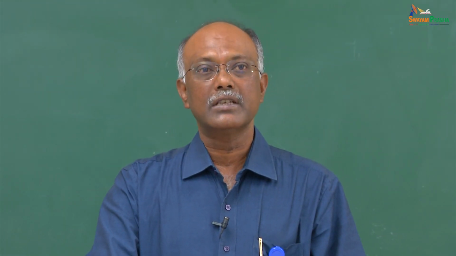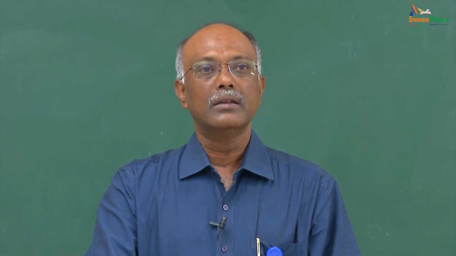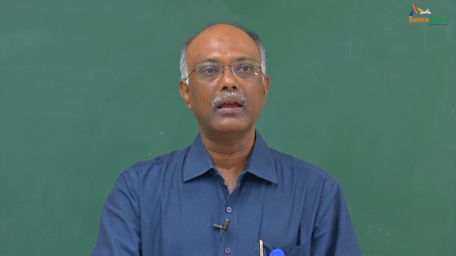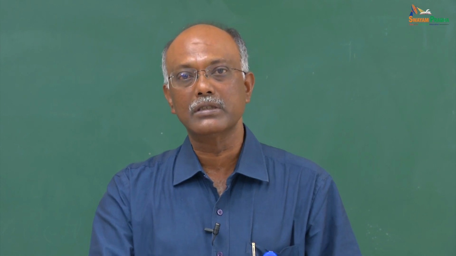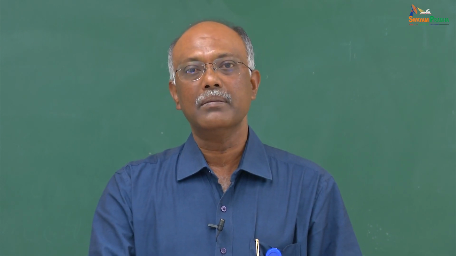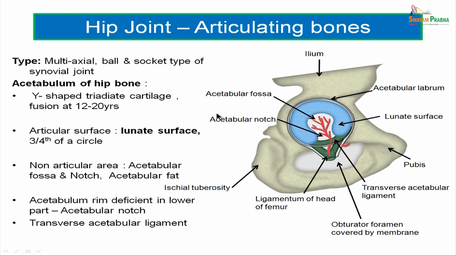So, as we just now saw on the articulating bones, the acetabulum of the hip bone is formed by contributions from all the three bones, namely the pubis, the ilium and the ischium. There is a Y-shaped triradiate cartilage which joins all the three bones in the acetabulum, and that cartilage fuses by around 12 to 20 years of age. The articular surface is formed by the lunate surface which forms 3/4 of a circle. The non-articular area is the acetabular fossa and the acetabular notch.